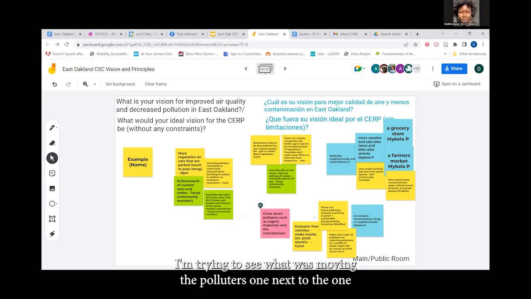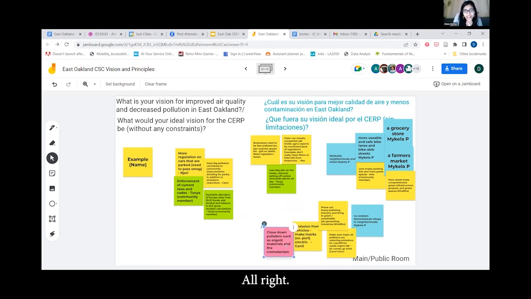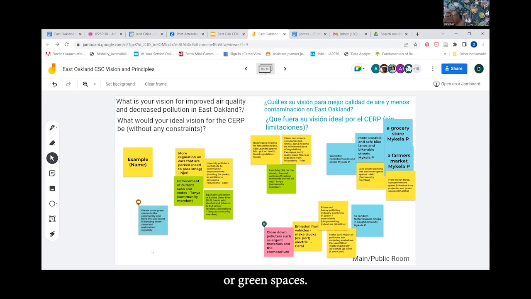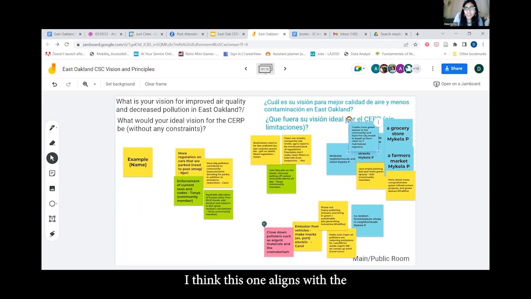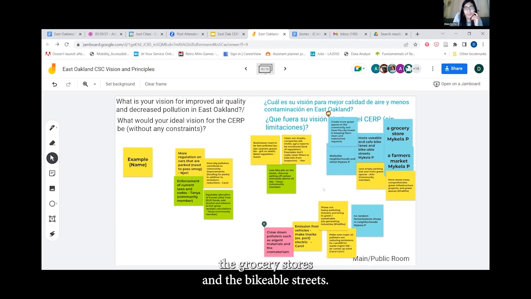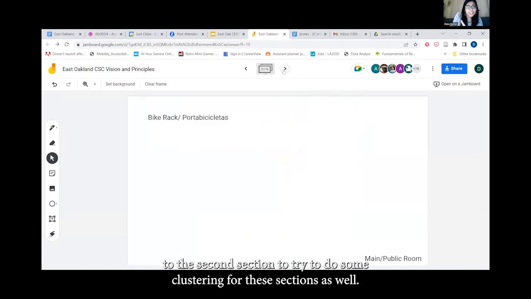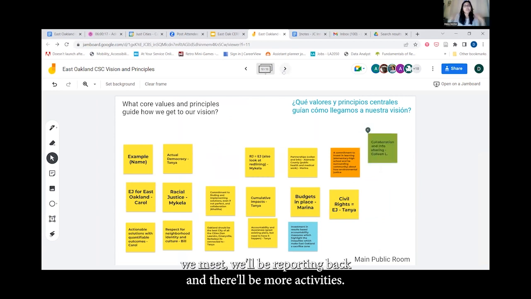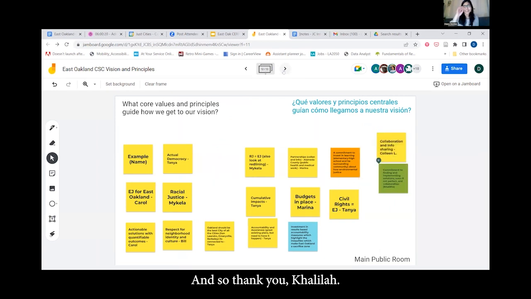Sorry, yeah, I was moving the polluters one next to the pink one. I was moving it into the category around phasing out polluters and reducing emissions. Got it. Okay. So it feels like we have about 4 categories, and then the creating more green spaces. I think this one aligns with the grocery stores and the bikeable streets. Okay. So we kind of have 4 categories, and just as a heads up, we're going to move on to the second section to try to do some clustering for these sections as well, but we're gathering this up and brainstorming with you all, and then the co-chairs and CBE and the Air District are going to come together to put this all together, and the next time we meet, we'll be reporting back and there'll be more activities. And so thank you, Kalila.